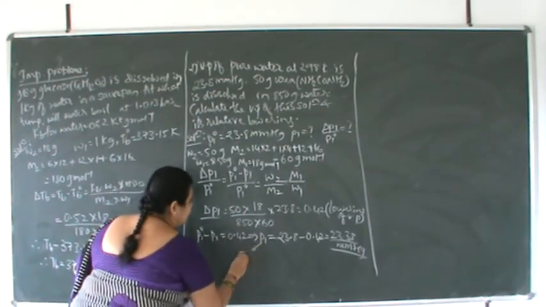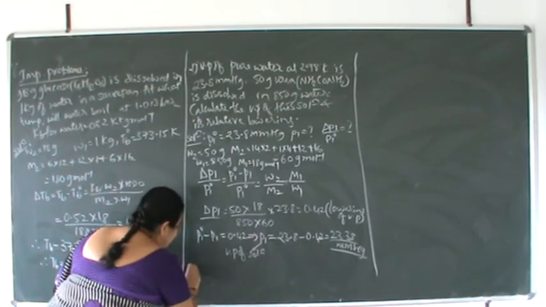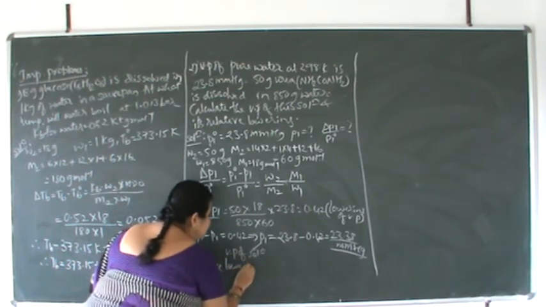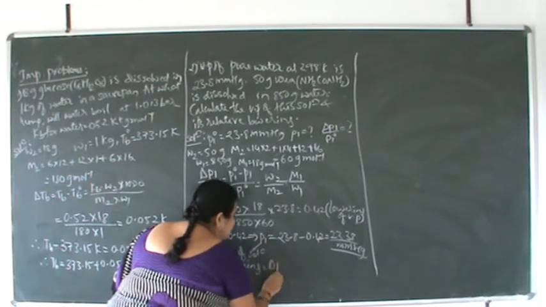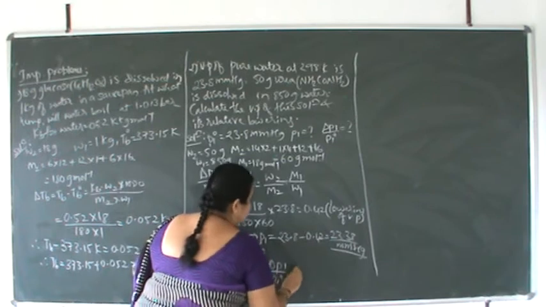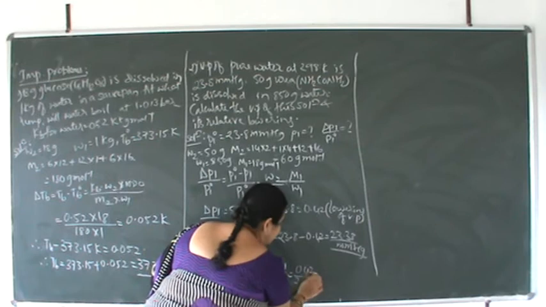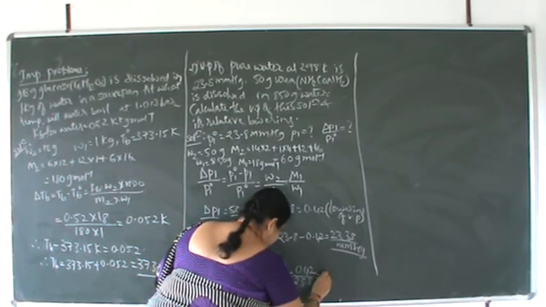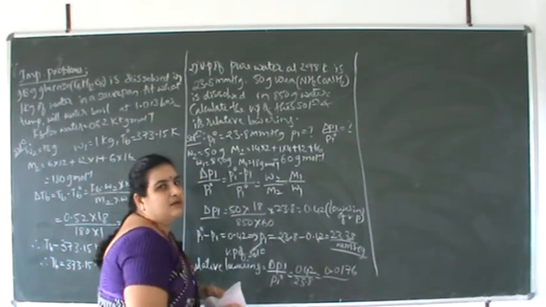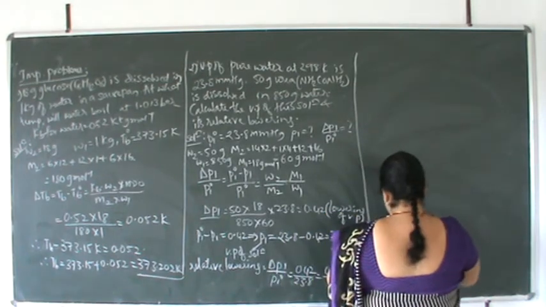Vapor pressure of solution. Now relative lowering is equal to delta P1 divided by P1 naught. So it is equal to 0.42 divided by 23.8. So it is equal to 0.0176. Okay. Now second problem is completed. Third one.